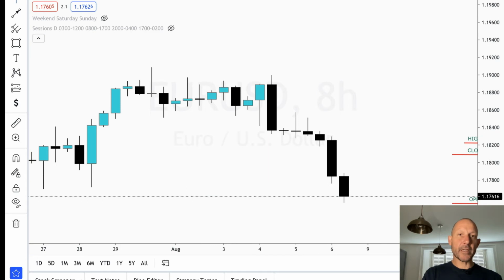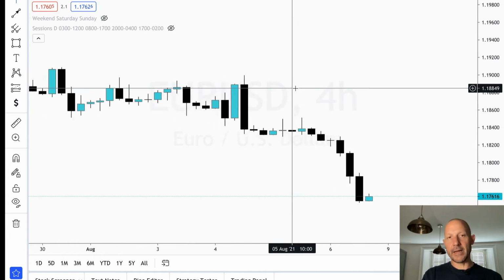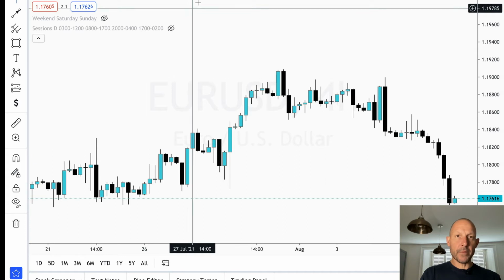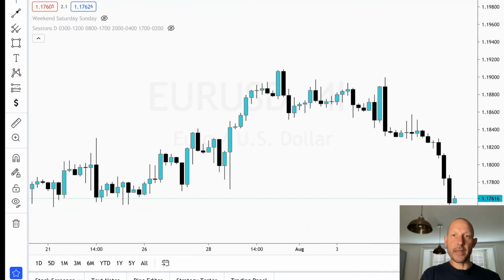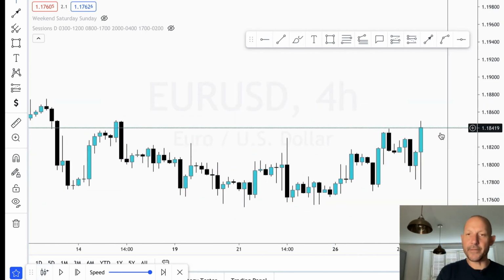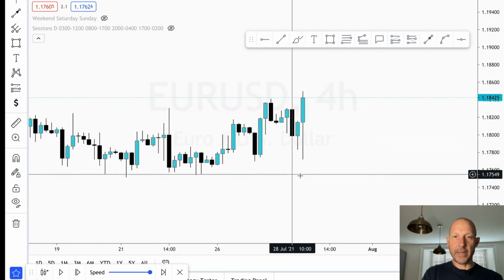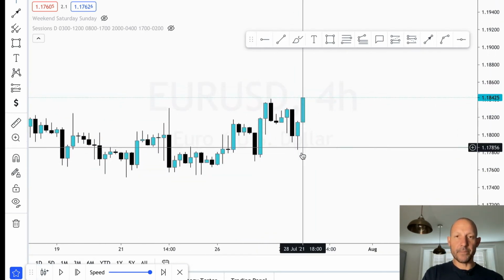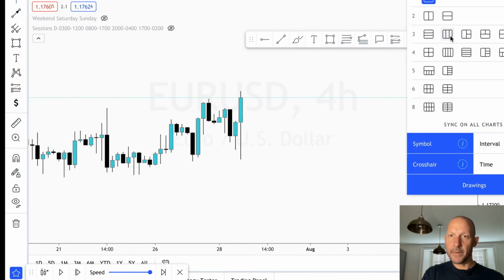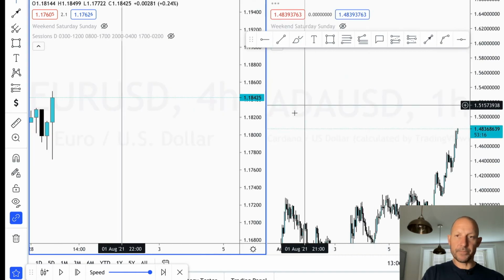Now, I'm just going to come here and put on a 4 hour chart. Now this candle here, I'm looking at this particular candle because it's got a big wick on it on the 4 hour. Now let's just see if I can split the screen.